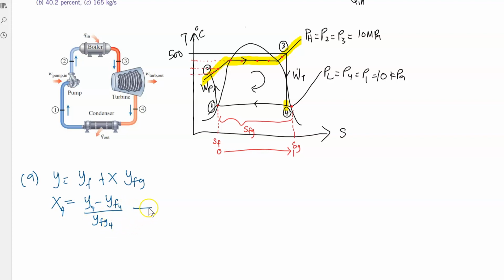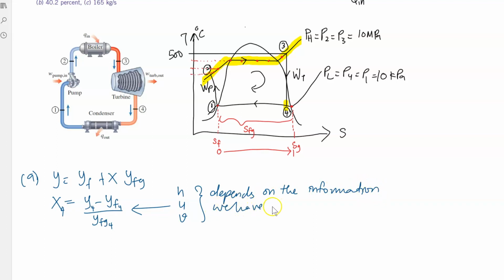But what will be representing the y? Are we going to make use of h? Are we going to make use of u? Or are we going to make use of v? The choice here depends on the information that we have, that enables us to read the value from the property table.